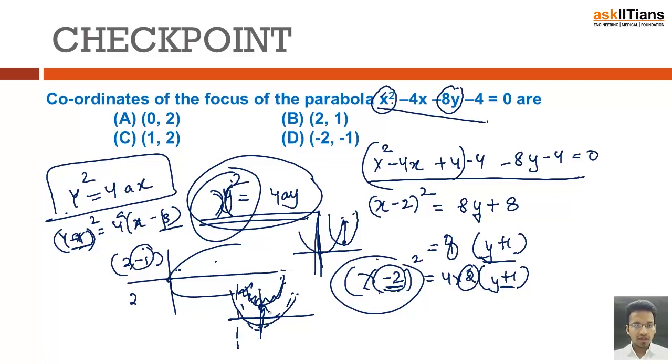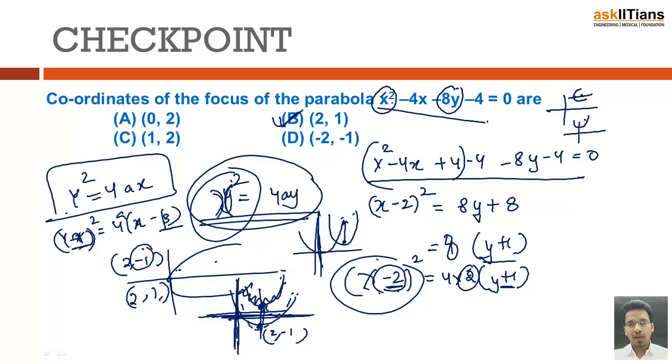So the graph will be something like this. This will be 2 comma minus 1, and this will be your x-axis. This is x-axis, this is y-axis, and the focus will be here at 2 comma 1, which is right there at option B. Okay, so again the basic concept involved is that if it is parallel to the x-axis, we just move a units here. If it's parallel to the y-axis, we just move in the y direction, and if it's tilted, then we move along that line. Okay, let's see one more example.